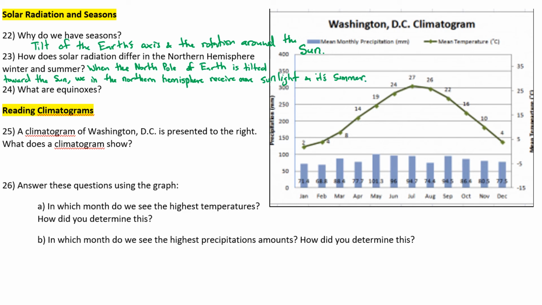24. Let's continue with that. We didn't finish. I'm going to answer it part 2 right here. When it is tilted away from the sun, it is winter in the northern hemisphere. Okay, 24. What are the equinoxes? When day and night are equal length.